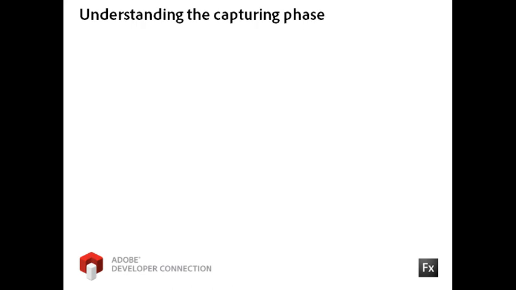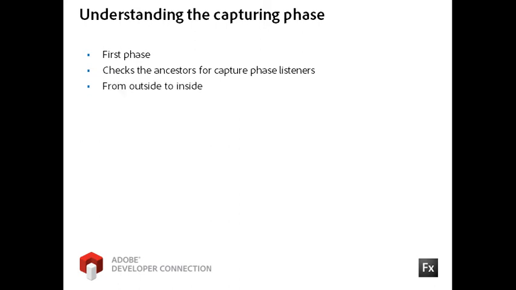The capturing phase of event propagation is the first phase. Before the target object is checked for event listeners, the application will first check all of the parent or ancestor containers for listeners that are registered to this phase. The check will occur from the outermost ancestor to the ancestor which is the immediate parent of the target object.